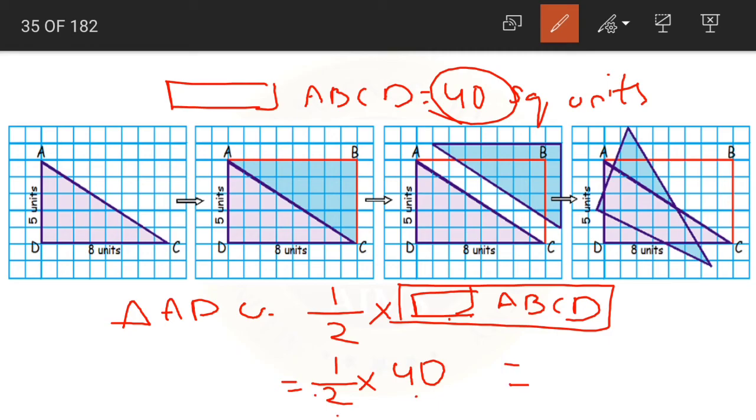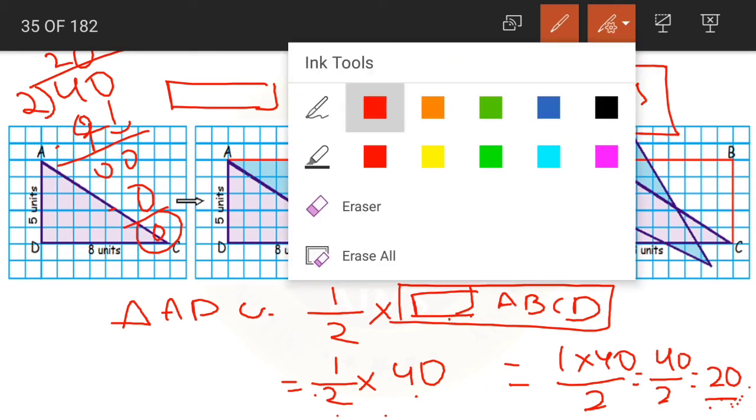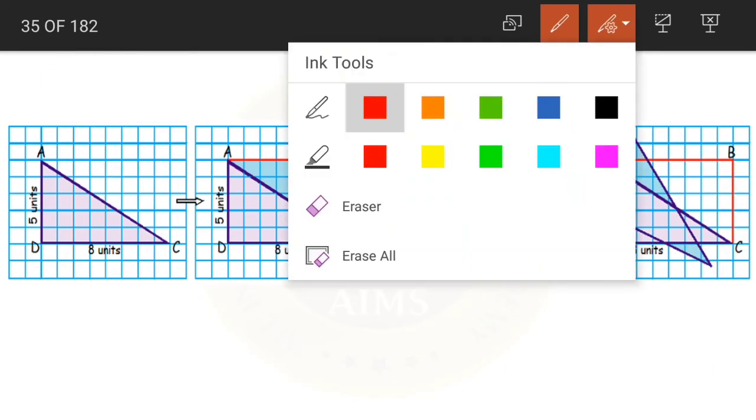We all know how to multiply a fraction and a whole number, right? 1 into 40 divided by 2. 40 divided by 2 is equal to 20. When we divide 40 by 2, 2 2s are 4. 0 is remaining. Again 0 brought down. 2 zeros are 0. 0 is remaining. So 20 is our answer. Again 20 what? 20 square units. Don't forget to write the unit of measurement, that is square units. I hope you have understood the topic, children.